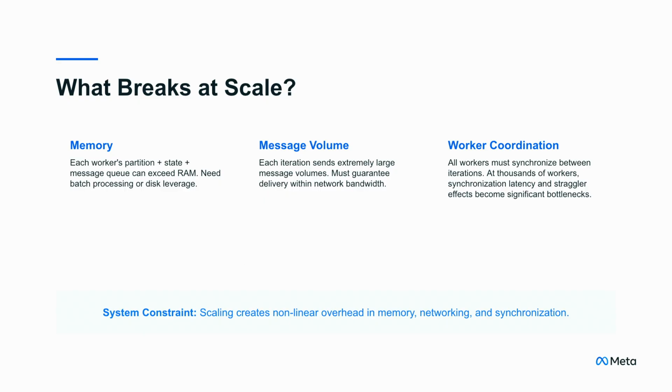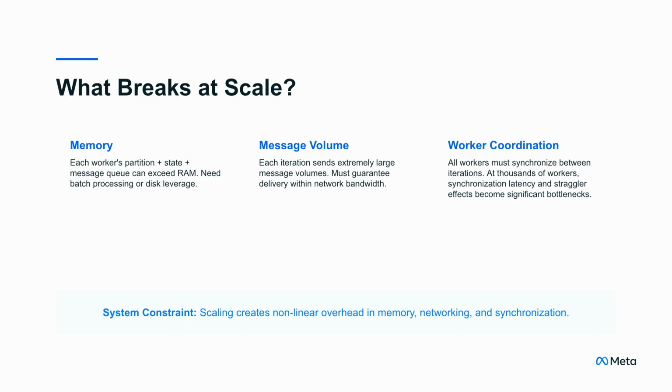Okay, the algorithm is simple, but once we go to super large scale, at the production scale, like trillions of edges, thousands of workers, or hundreds of iterations, or when we consider some complicated algorithms we need to support, three things can break. Like memory runs out, because each worker needs to load part of the graph, store the state, and also keep the messages in the queue.